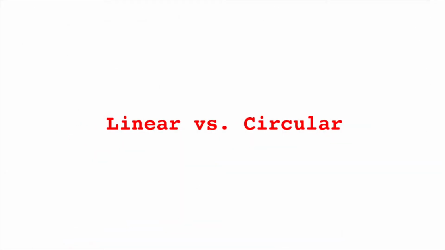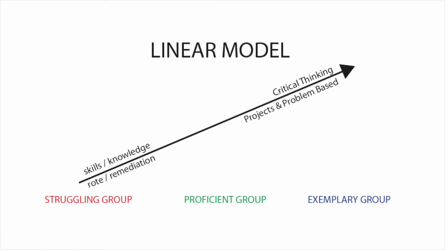The linear model versus the circular. You have multiple groups of students in your room. You have tiers of students. So you have your standard group or your proficient group, you have your exemplary group, and then you have your progressing group. If you can do the work, you're with the main group.